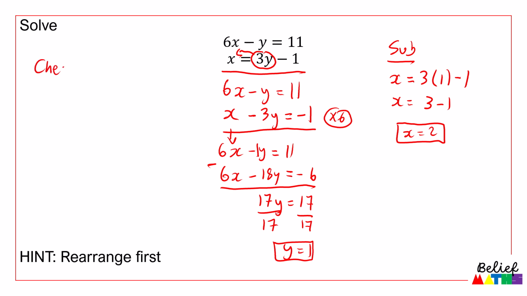Now we can just do our check nice and quickly. And again, you don't have to write down your check. You can do this part mentally, but it's a good habit to get into to always check your answer to make sure you've got it correct. And as we see, 12 take away 1 is 11, so we're all good.